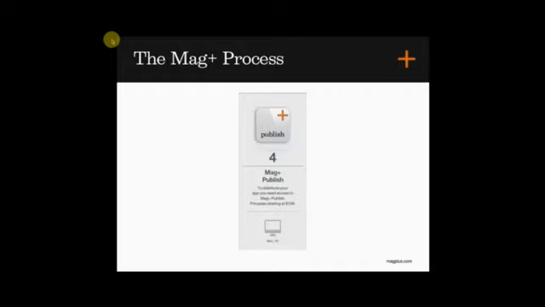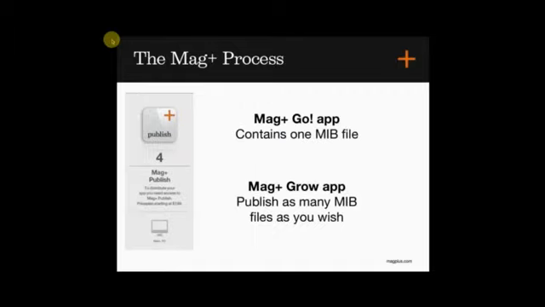There are 2 kinds of apps that you can build with MagPlus. First, we have the Go option, MagPlus Go, which is an app that only contains one issue, which means one MIB file, sort of like a book. And the second option we have is the Grow option. This means that you can publish as many MIB files as you wish. Examples of a Grow app would be Popular Science, Pop Photo, Outside. These apps contain several issues that are published each month. And the MagPlus Go option goes for $199, and the MagPlus Grow app goes for $2,500.